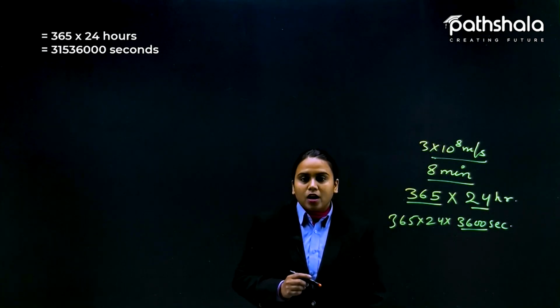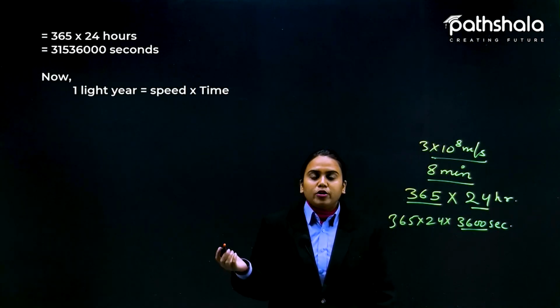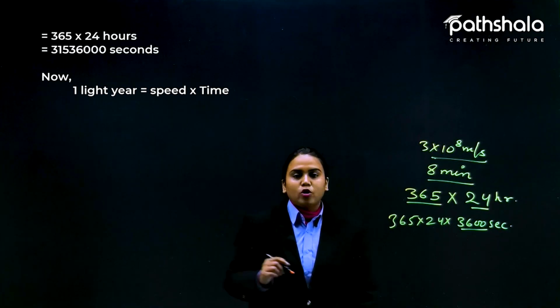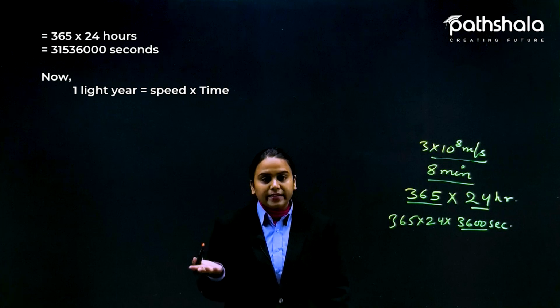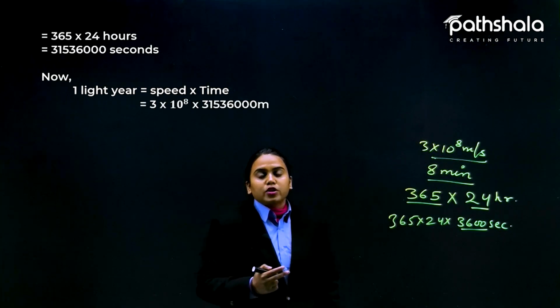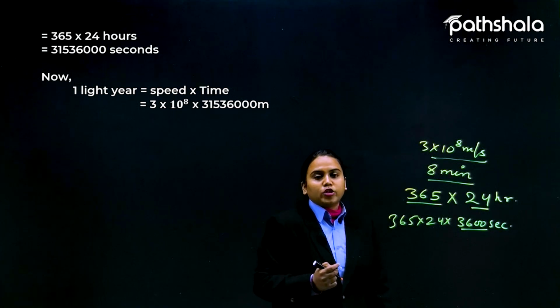31536000 seconds. Now again coming to the formula, 1 light year is equal to speed multiplied by time, because we need to find the distance and light year is a distance. So distance is equal to speed multiplied by time. Fine. So speed is 3 multiplied by 10 to the power 8.